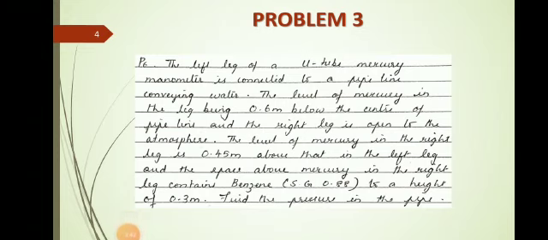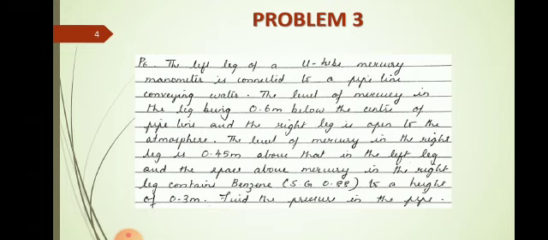Now we will go to the next numerical problem. I'll read out the question. The left leg of a U-tube mercury manometer is connected to a pipeline conveying water. The level of mercury in the leg being 0.6 meter below the center of the pipeline, and the right leg is open to the atmosphere. The level of mercury in the right leg is 0.45 meter above that in the left leg, and the space above mercury in the right leg contains benzene having specific gravity 0.88 to a height of 0.3 meter. Find the pressure in the pipe.